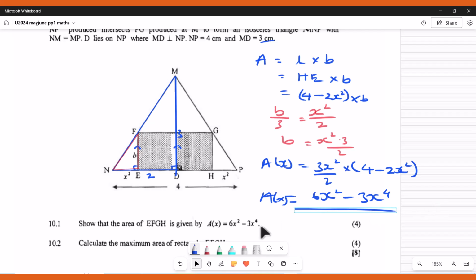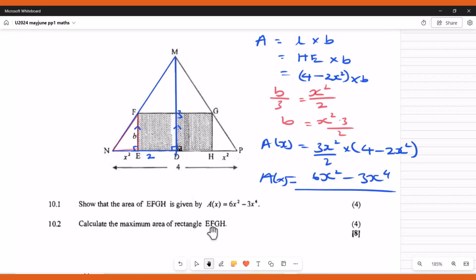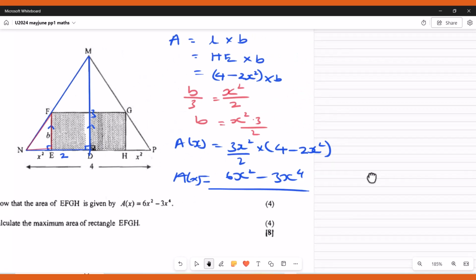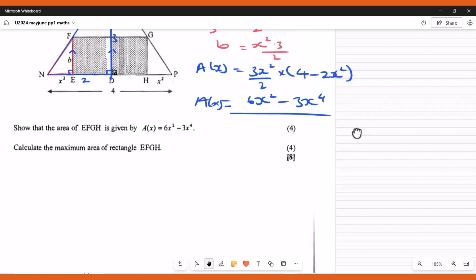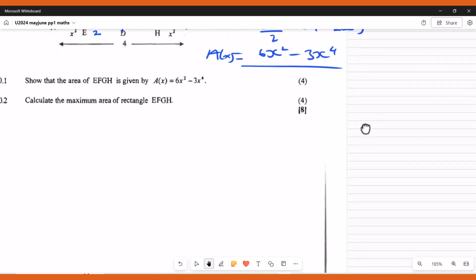Next question here. Let's now calculate the maximum area of rectangle EFGH. Now, guys, when we talk about maximum or minimum area, we differentiate the given expression, then equate to 0, and substitute. Now, this one here is our area, so let us now differentiate that. That's question 10.1, then 10.2. You're going to differentiate.